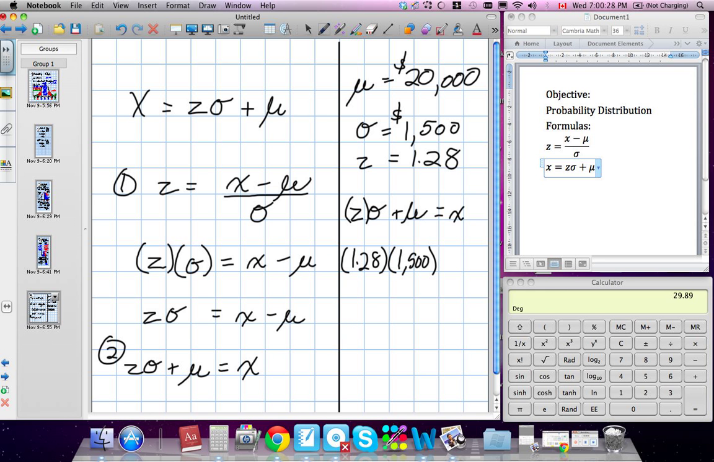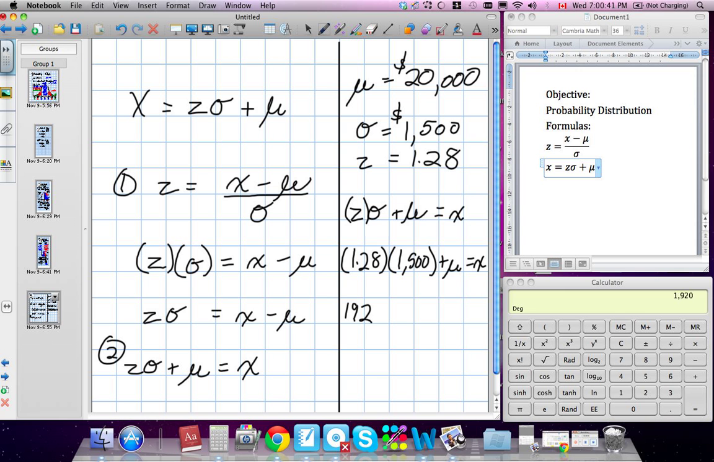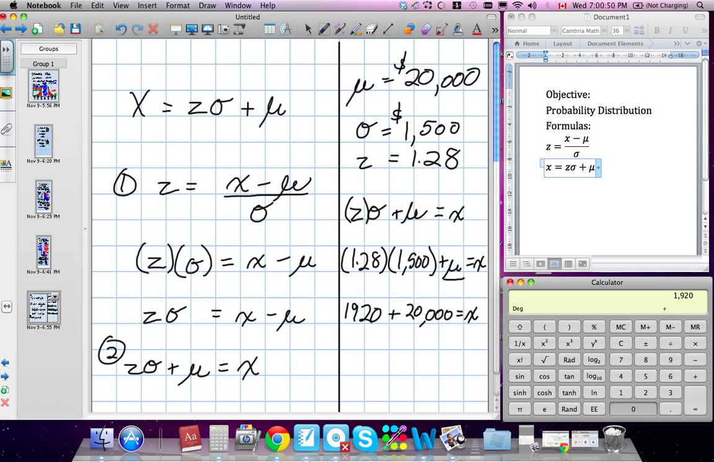Okay, the question wants us to find the top 10% with a mean of 20,000, a standard deviation of $1,500, and a z-score equal to 1.28. I can use either Formula 1 or Formula 2. Because they're looking for x, Formula 2 will be the easier of the two to use. It would be a little harder to rearrange Formula 1, but either will work.